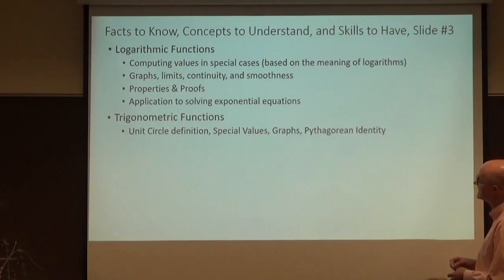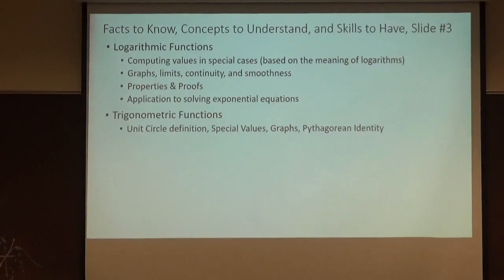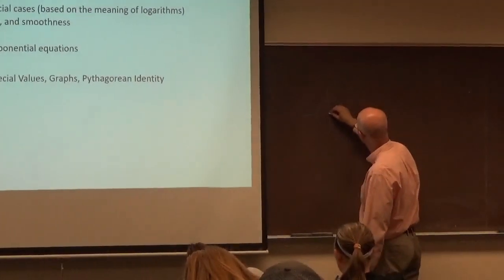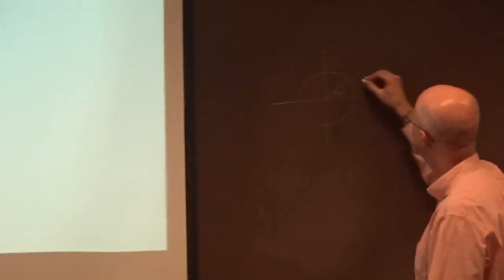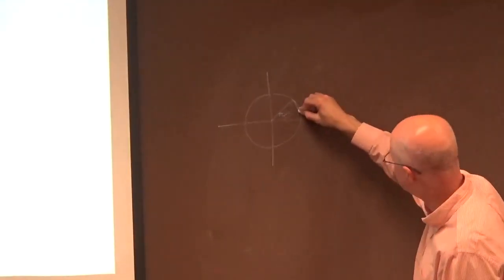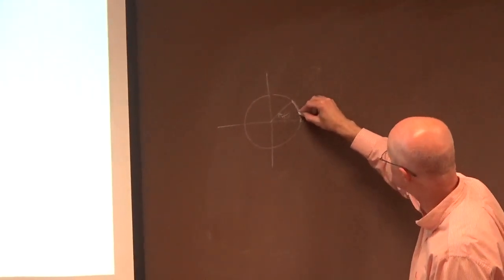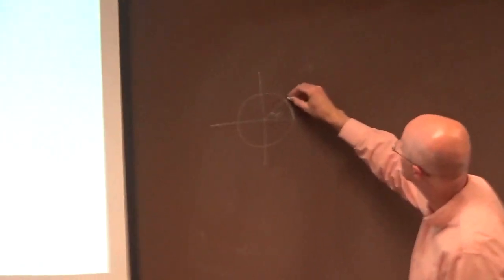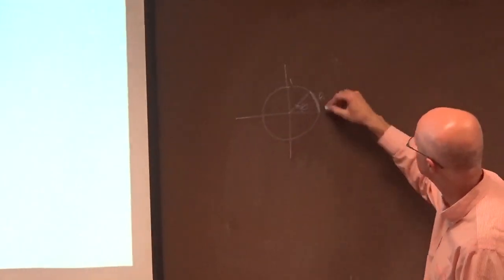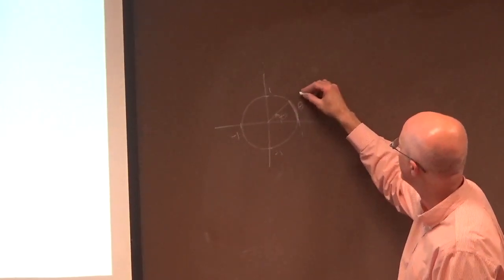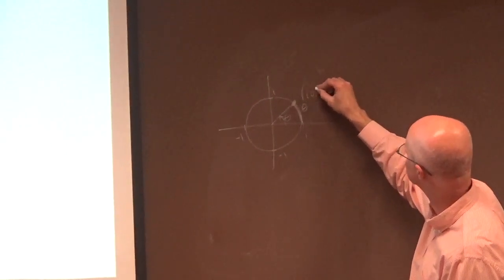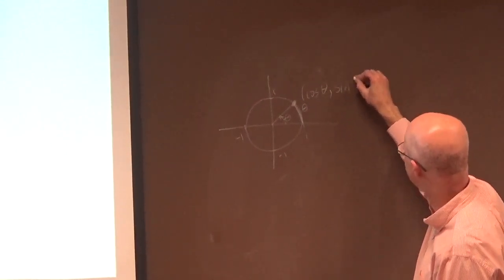There's the unit circle definition, special values, graphs, the Pythagorean identity. Very quickly, you've got an input for your trig function. You think of that input as, say, an angle. Call that angle theta. Since it's the unit circle, if theta is in radians, it's the same as the arc length of this arc here. That's also theta. This is the unit circle, not just an angle measure. And the cosine of theta is the first coordinate of that point, and the sine is the second coordinate.